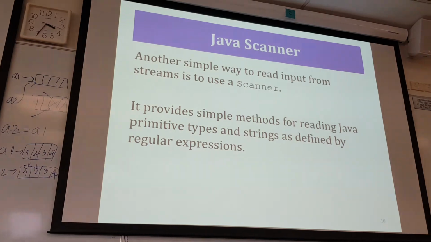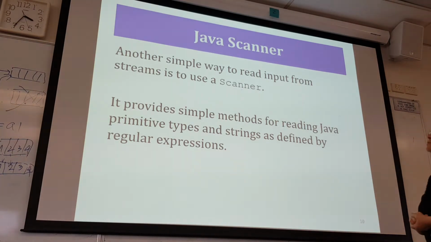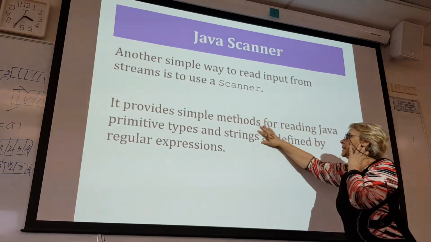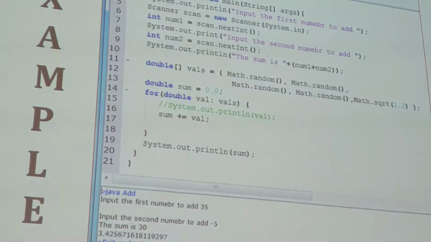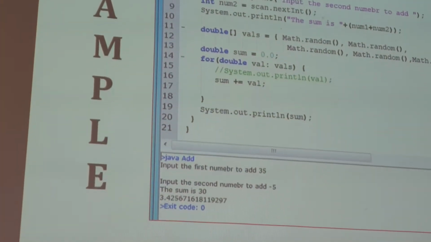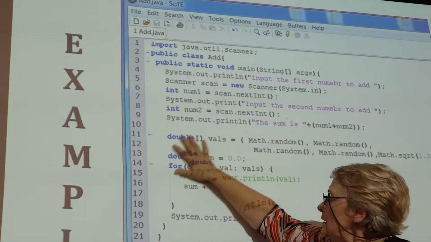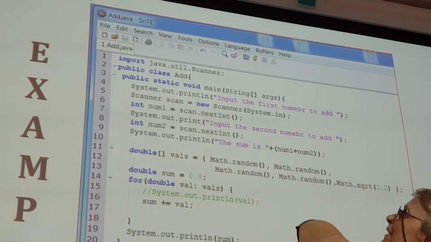The simplest way to perform input from a stream is to use a type which was introduced with the latest version of Java, called Scanner. Scanner is a class which can read integers, strings, and has very simple syntax. And here we have an example of this. In order to access Scanner, you need to import java.util.Scanner. And my example is class Add, so the Java file name is Add as well.